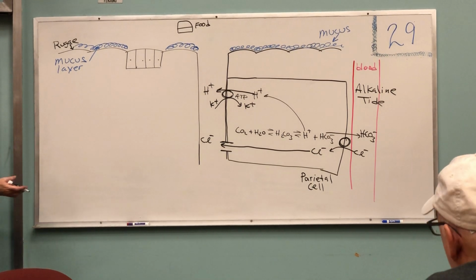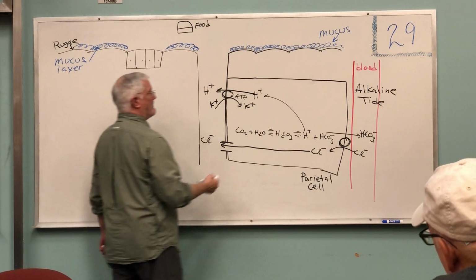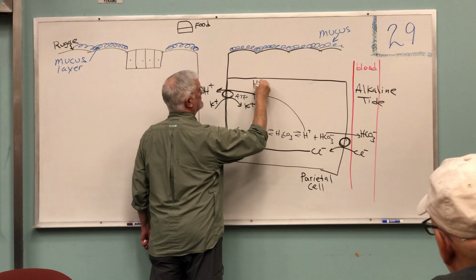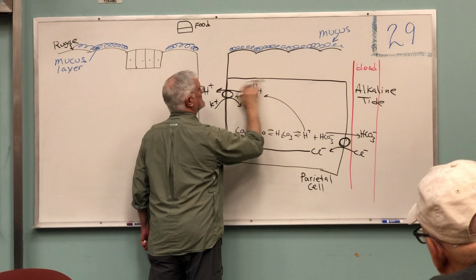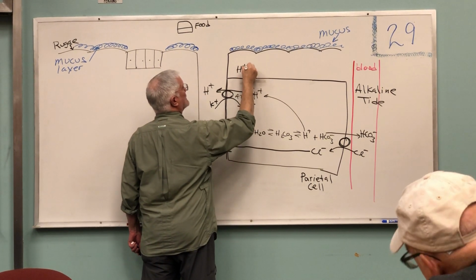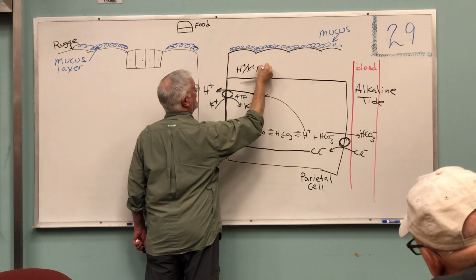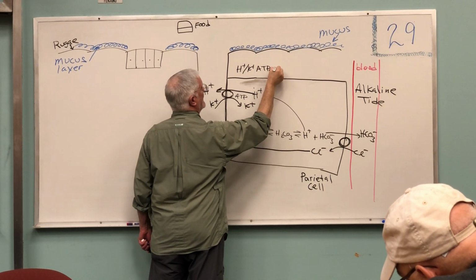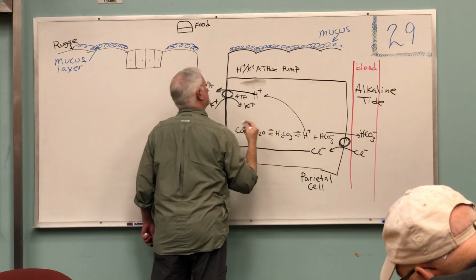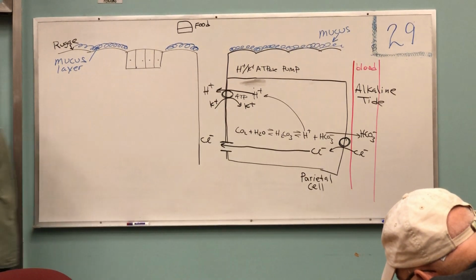Now we're going to name it. Let's use a logical name. How about a hydrogen potassium? I'll put the name up here so it's out of the way a little bit. A hydrogen potassium ATPase pump. If it walks like a duck, let's call it a duck.